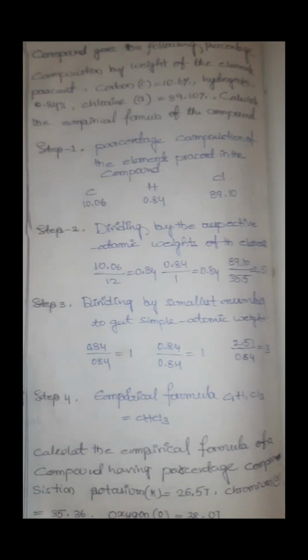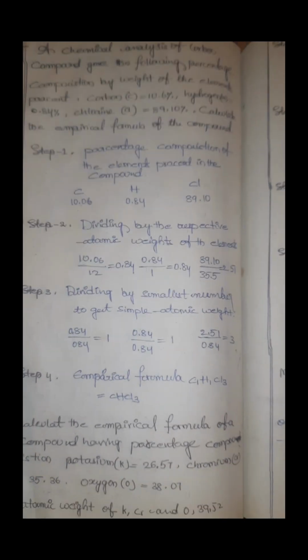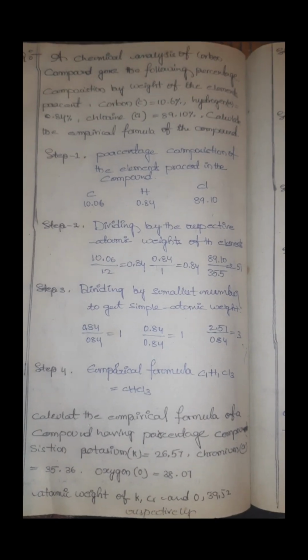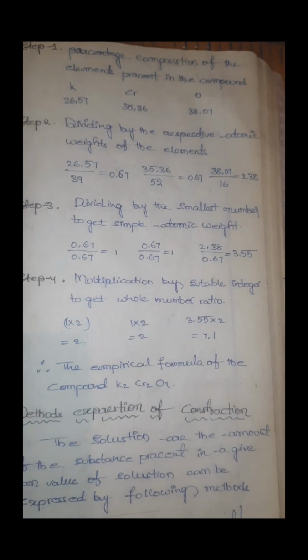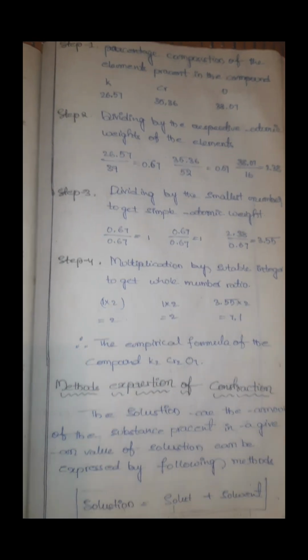We move on to the next paper. Similar examples and model questions are given in this paper. Here one question is given, the same here. The second question is also given and completed here, that is the potassium dichromate compound.